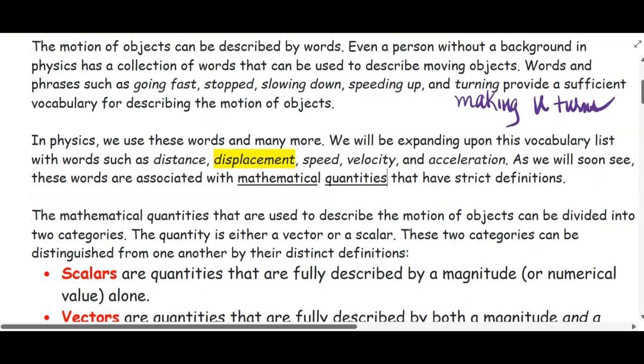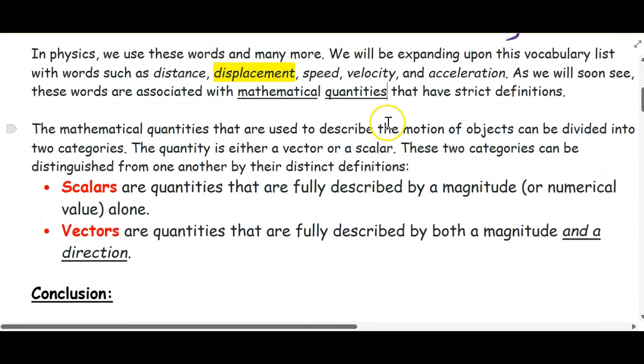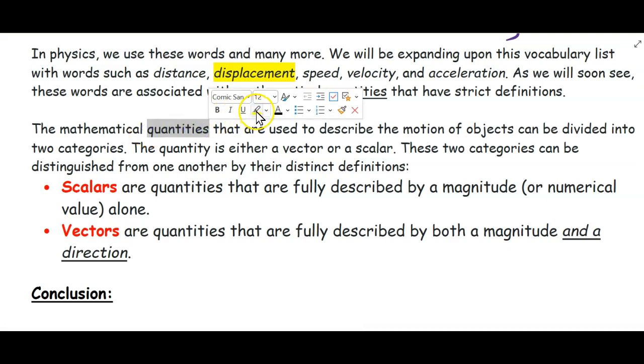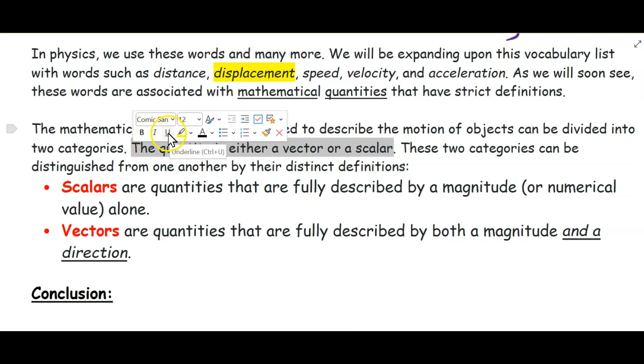But the reason that scientists use math is it simplifies things. All right? It makes things very specific. And that's what we'll be doing too. The mathematical quantities, so here's the word, quantities. All right? That means anything that we measure. So we could measure mass, or we could measure time. All right, those would both be quantities that are used to describe the motion of objects, can be divided into two categories. The quantity is either a vector or a scalar. All right, so I'm going to underline that right here.